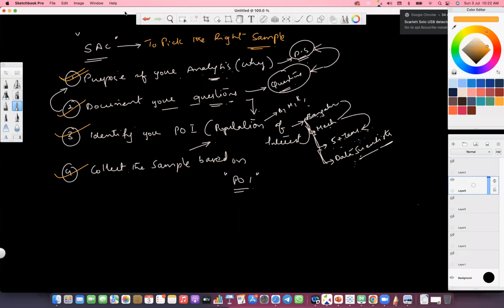The same thing, Pawan: purpose, document your questions, identify your population of interest, on buying a house. So for buying a house, what is the purpose of your analysis? What is documenting your questions? On the same thing, whatever answers you posted, I will be commenting on top of it, in the lines of in-depth analysis, like cross questioning.